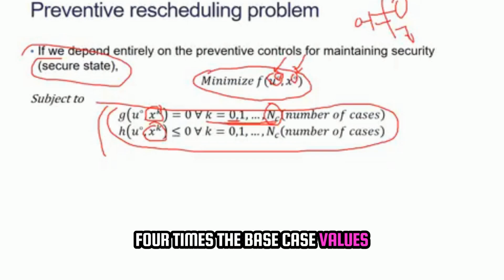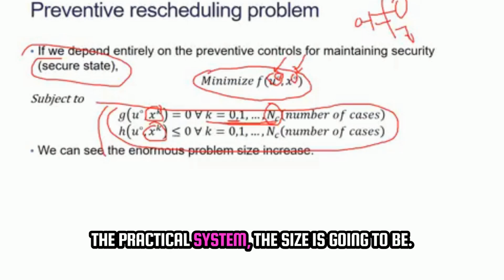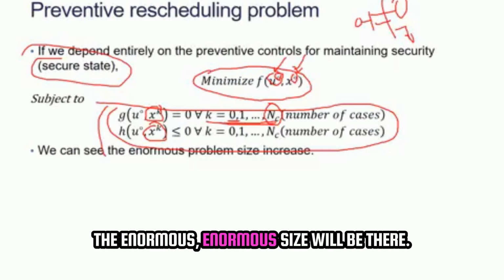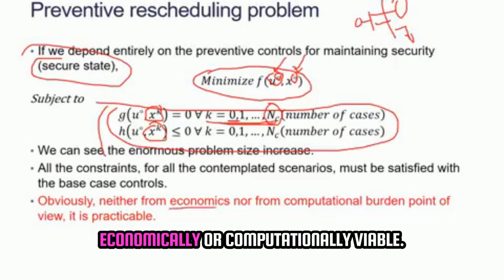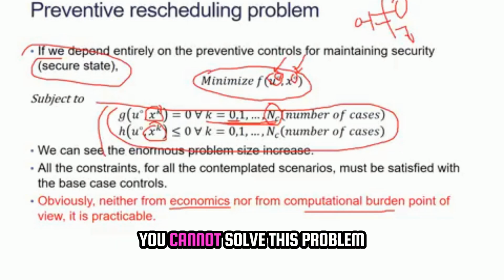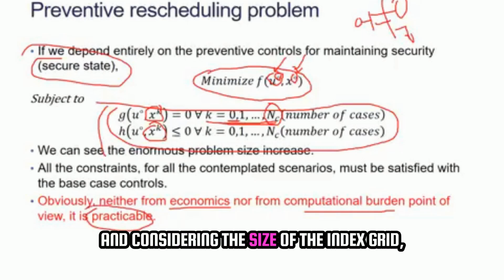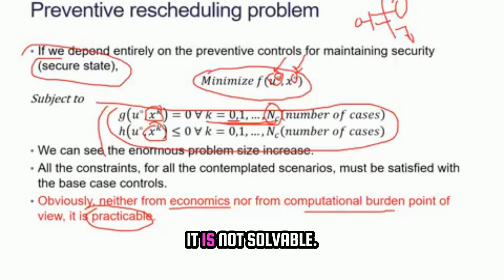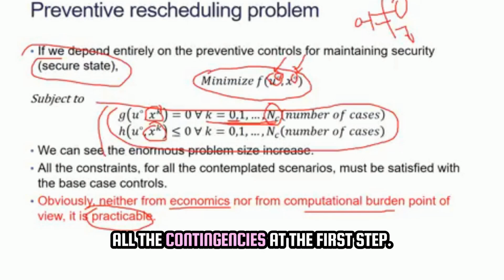the base case value. Because there are 4 contingencies, it will increase 4 times. And if we are talking about a practical system, you can see the size is going to be enormous, and therefore these types of cases are neither economically nor computationally viable. You cannot solve this problem in a practical setup, and considering the size of the Indian grid, it is not solvable. So basically we never include all the contingencies at the first step.